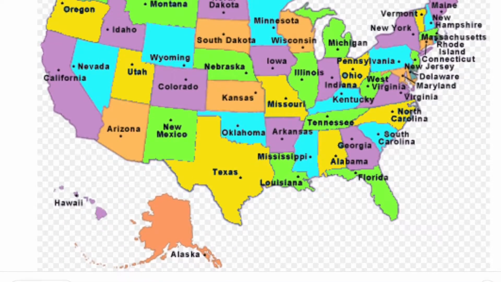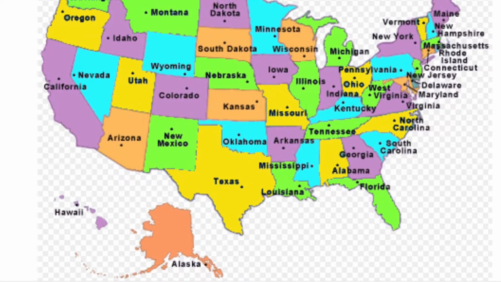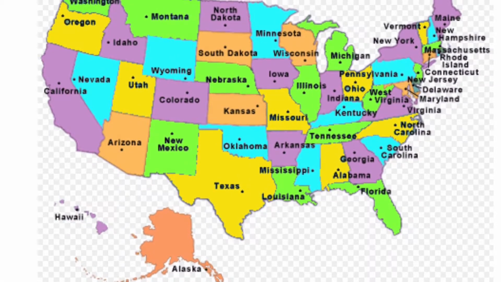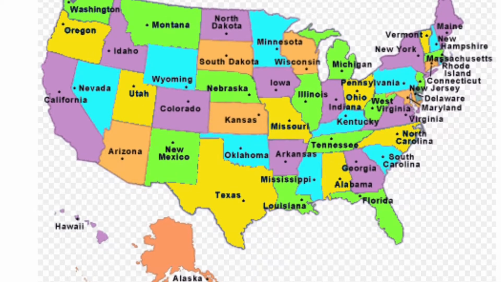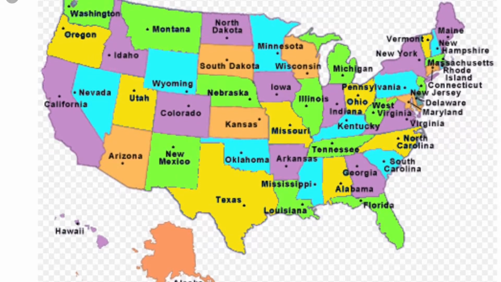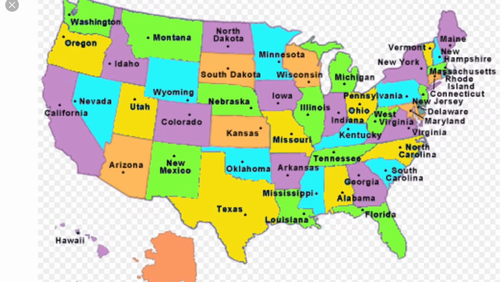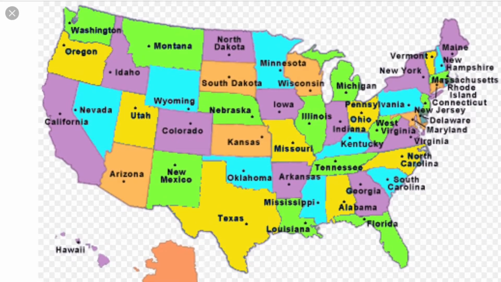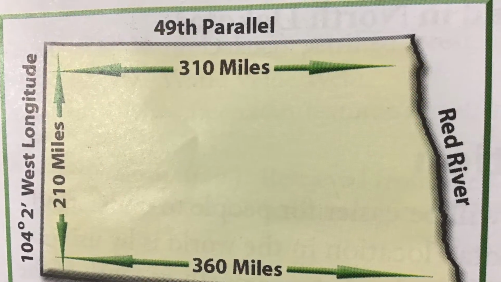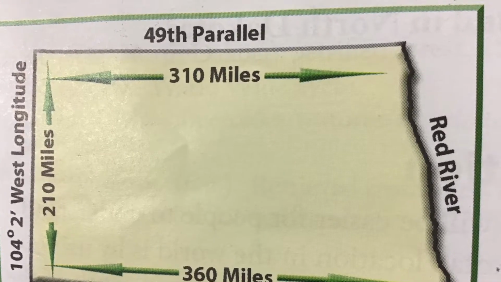There are 50 states that make up the United States. North Dakota is 18th in land size, so that means there are 17 larger states than North Dakota, and there are 32 smaller states. North Dakota shares its borders with Canada to the north, Montana to the west, South Dakota to the south, and Minnesota to the east. The 49th parallel you can see marked on this one.